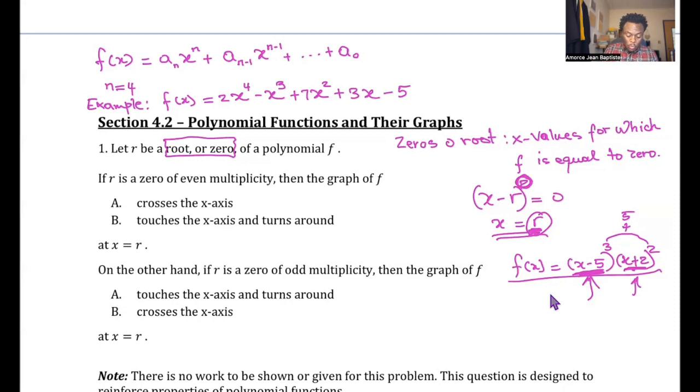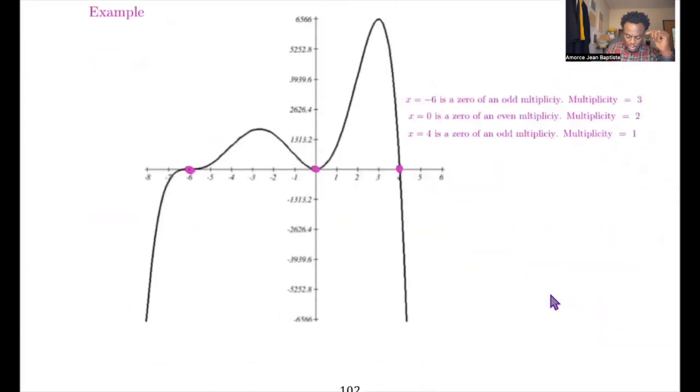But what we are talking about here, we are trying to make it clear what the zeros are, and then what we call the multiplicity of each zero, and the effect of each multiplicity on the graph of the polynomial. Now, we need to remember that if you have, let's describe this here.